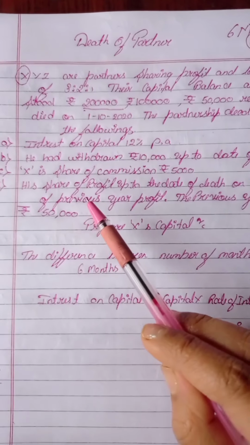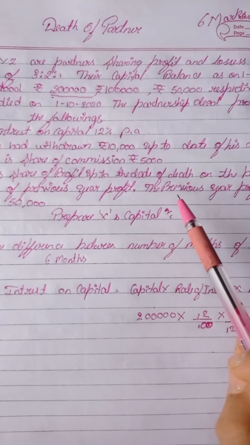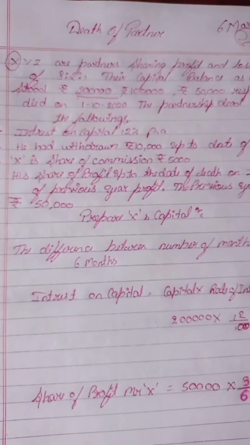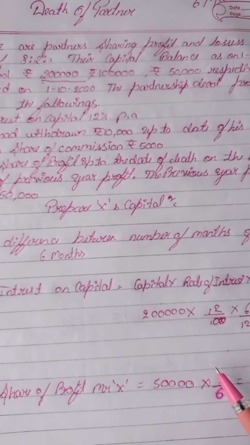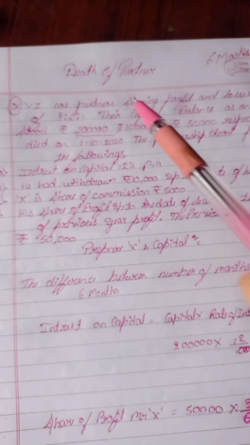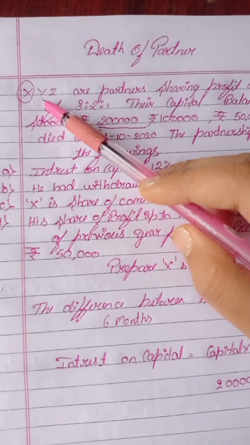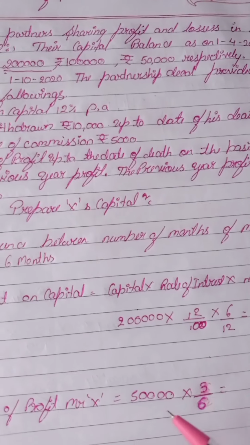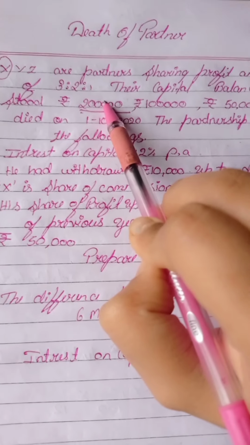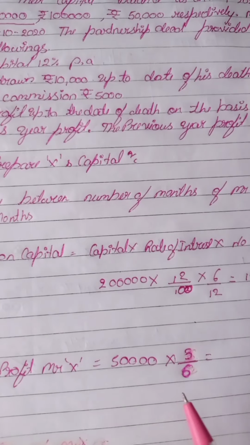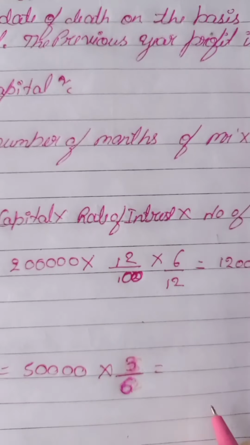The last adjustment is his share of profit up to the date of death on the basis of the previous year's profit. The previous year's profit is rupees 50,000. To find the share of profit of Mr. X, write 50,000 into 3 divided by 6. This 3 divided by 6 comes from the ratio given in the question, 3:2:1. The ratio of Mr. X is 3, so the numerator is 3, and this denominator 6 came from 3 plus 2 plus 1, that is 6. 50,000 into 3 divided by 6 will give you 25,000. So write here 25,000.